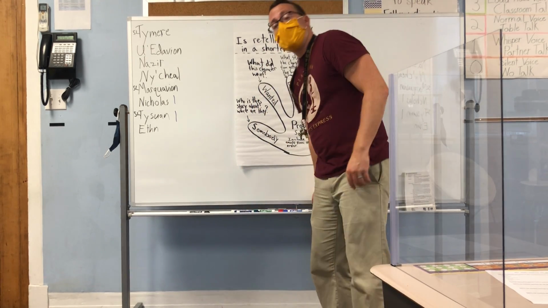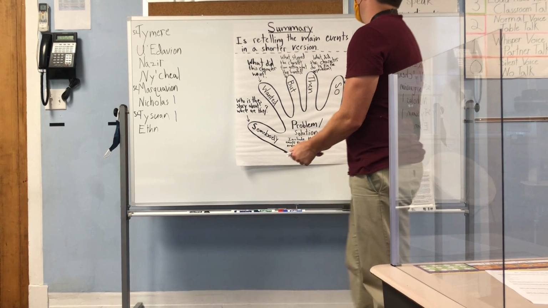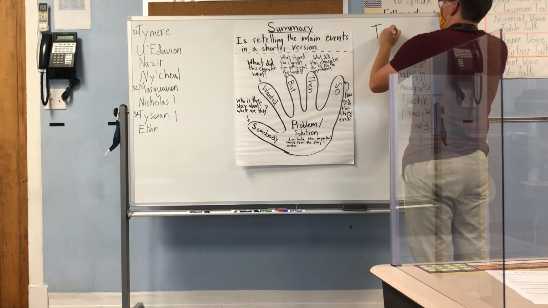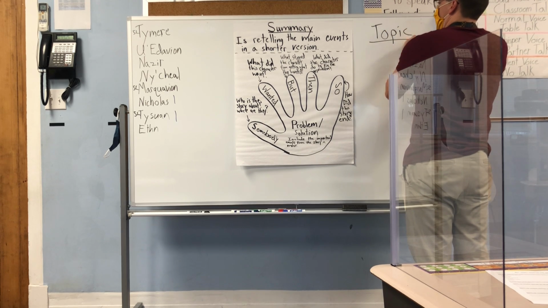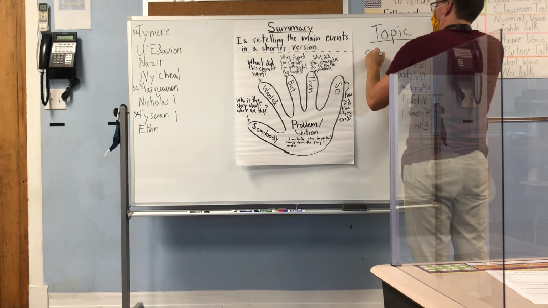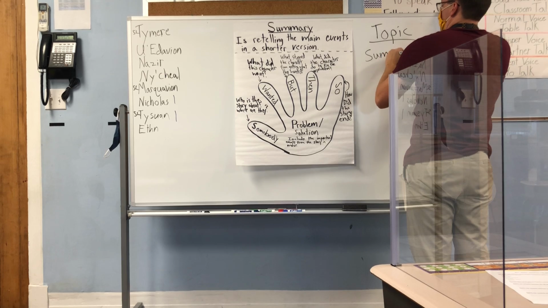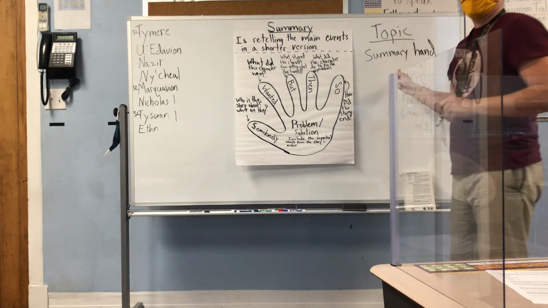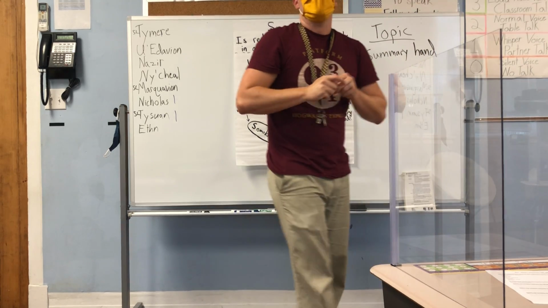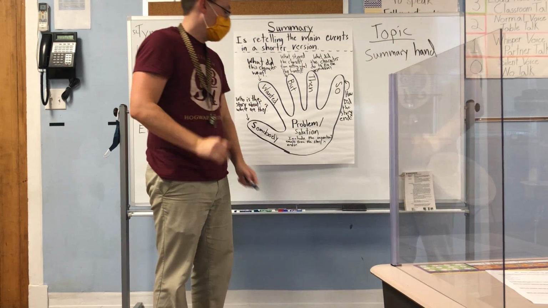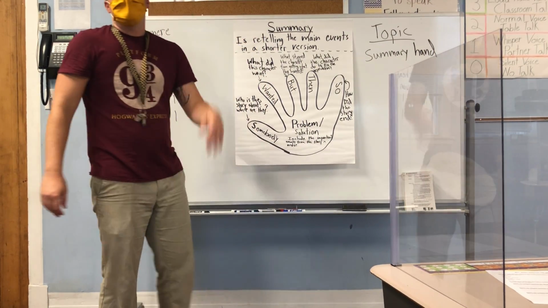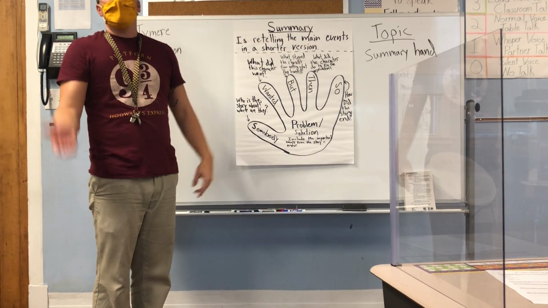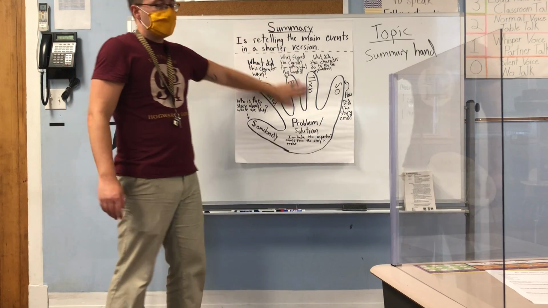So under table of contents, go ahead and put, where it has topic, you're going to put under that summary hand. So this is going to go in the ELA notebook on the table of contents page. Page 1, on the side that says topic, put summary hand. Then turn to page 1, and we're going to copy this down.